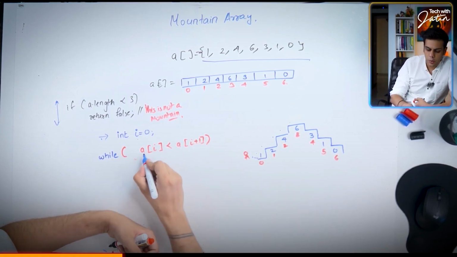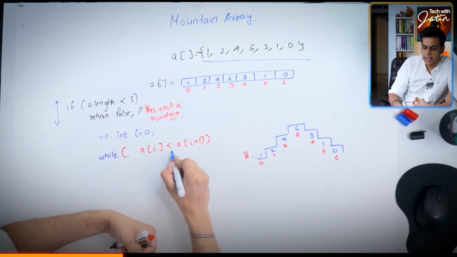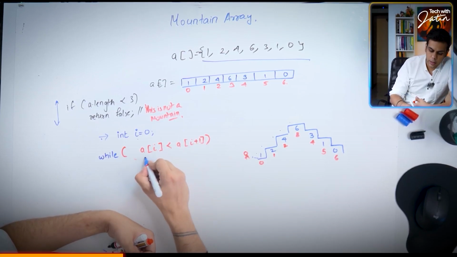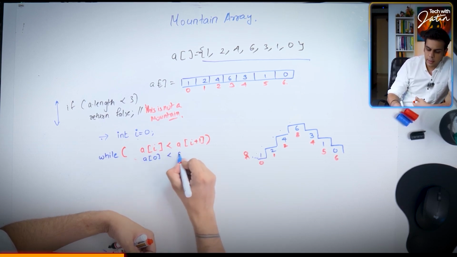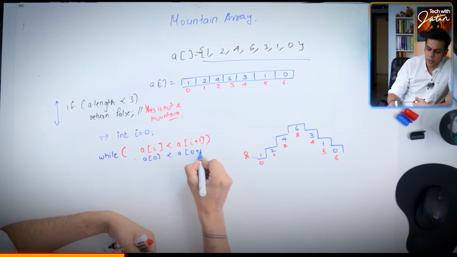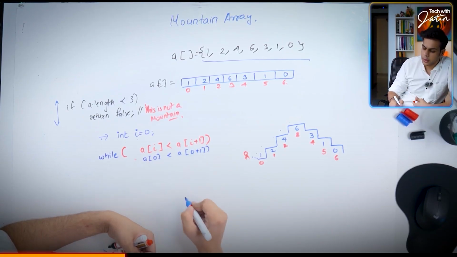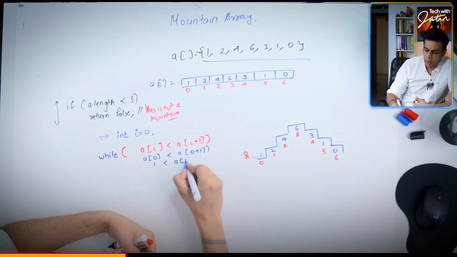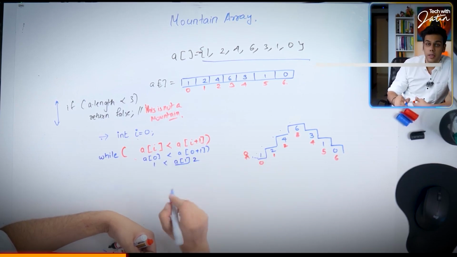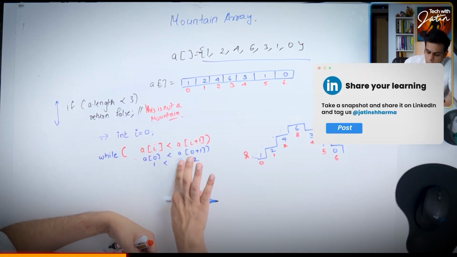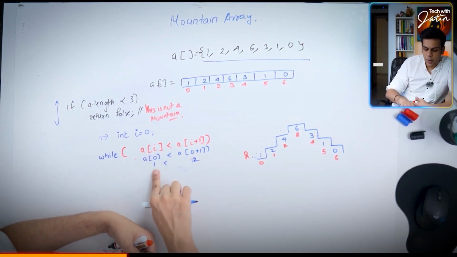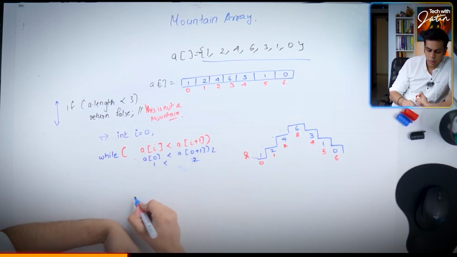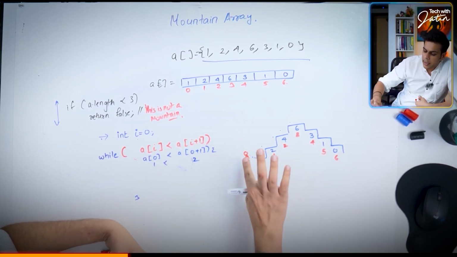Okay. So while A of I is less than A of I plus 1. I is what? 0. Less than A of 0 plus 1. A of 0 is 1. 1 less than A of 1. What is A of 1? 2. The condition is true. So this is going to be 1 less than 2, right? So the condition is going to be true. What we will do? We will climb up.